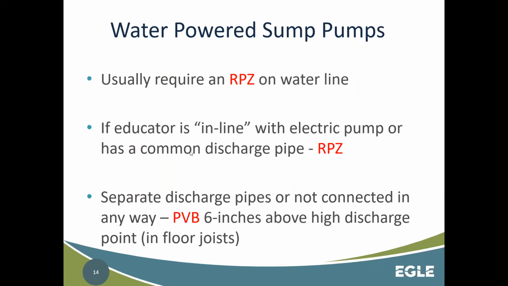The one difference is going to be if there's a separate discharge pipe or multiple separate discharge pipes. So basically the potable water is going to get the sump going, but is never actually connected to or exposed to the sump's discharge line when it's actually going to start emptying out of the sump. In that case, you can have a PVB. Again, it needs to be located 6 inches above whatever the highest point on that discharge line is. So that would be the one exception to whether an RPZ is going to be considered the necessary assembly or not.